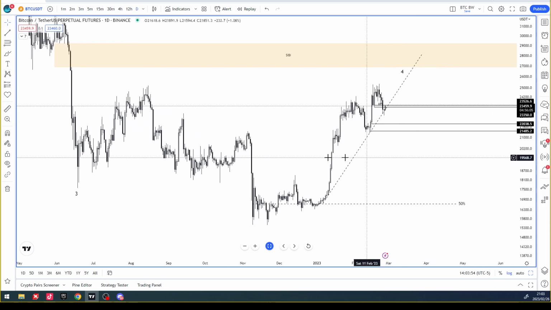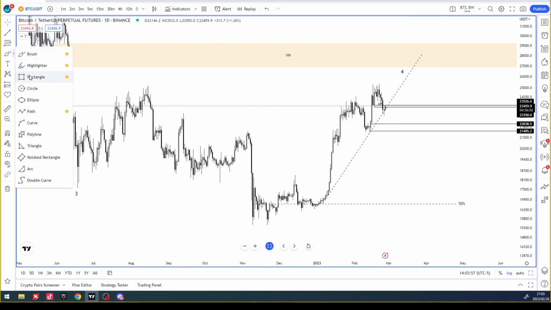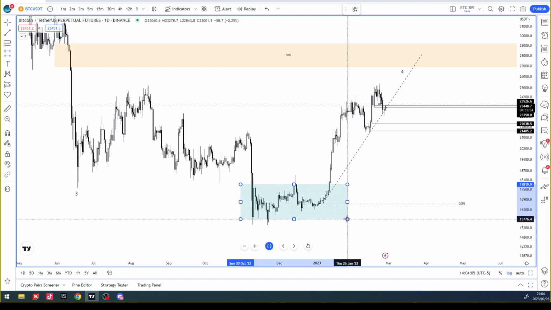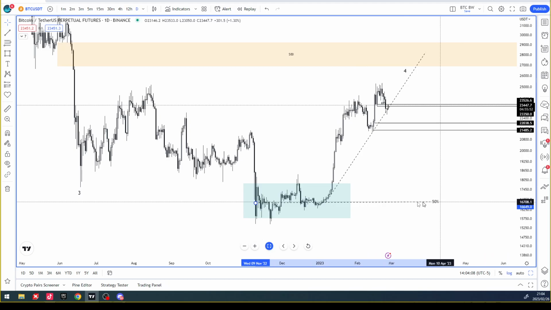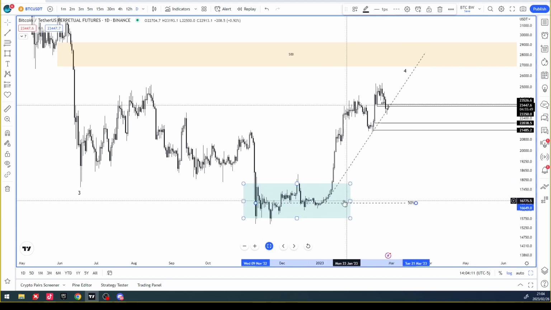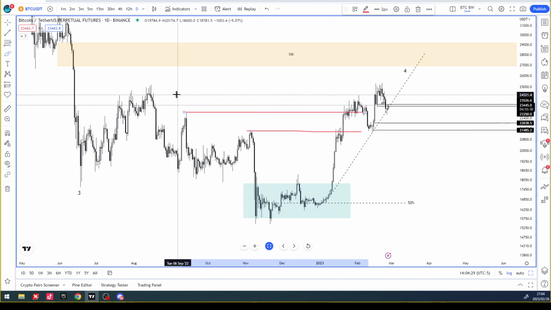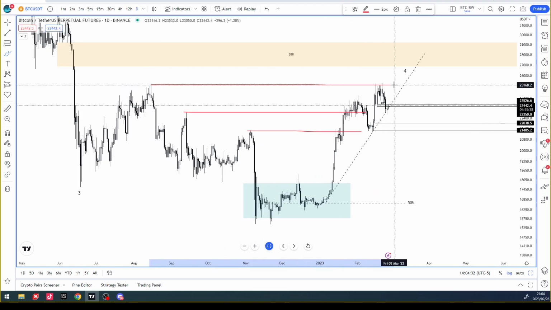In terms of ICT concepts, we had a consolidation from the lows here. Let's call this the original consolidation, right? Body to body. 50% being roughly about here. Price bounces off the 50%, and where does it go next? It starts to seek liquidity to the left. And if this went from a market maker sell model to a market maker buy model, the liquidity sought after would be here first, then here, and then here, right?